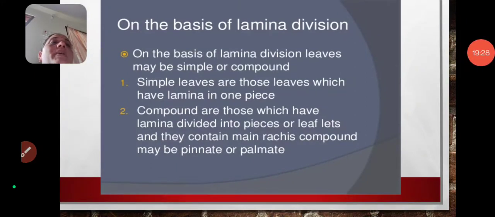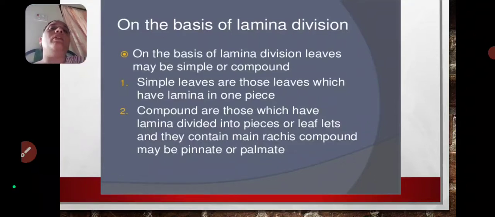Next one is on the basis of leaf laminar division. On the basis of laminar division, leaves may be simple or compound. What is simple and what is compound? Simple means only a single leaf, only one piece, is present. In the compound leaves, the lamina is divided into pieces or leaflets. Okay, the small parts of the leaf are called leaflets, and they contain a main rachis.